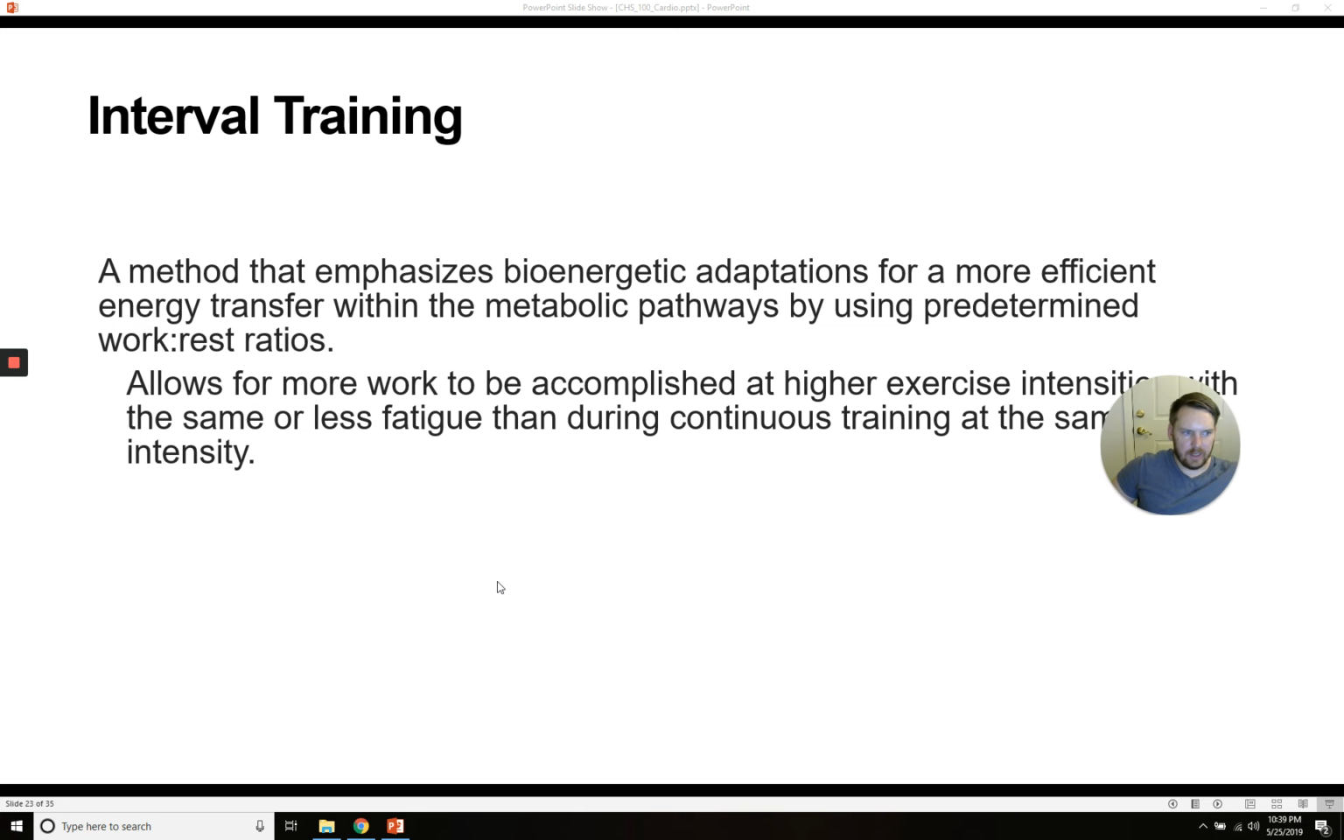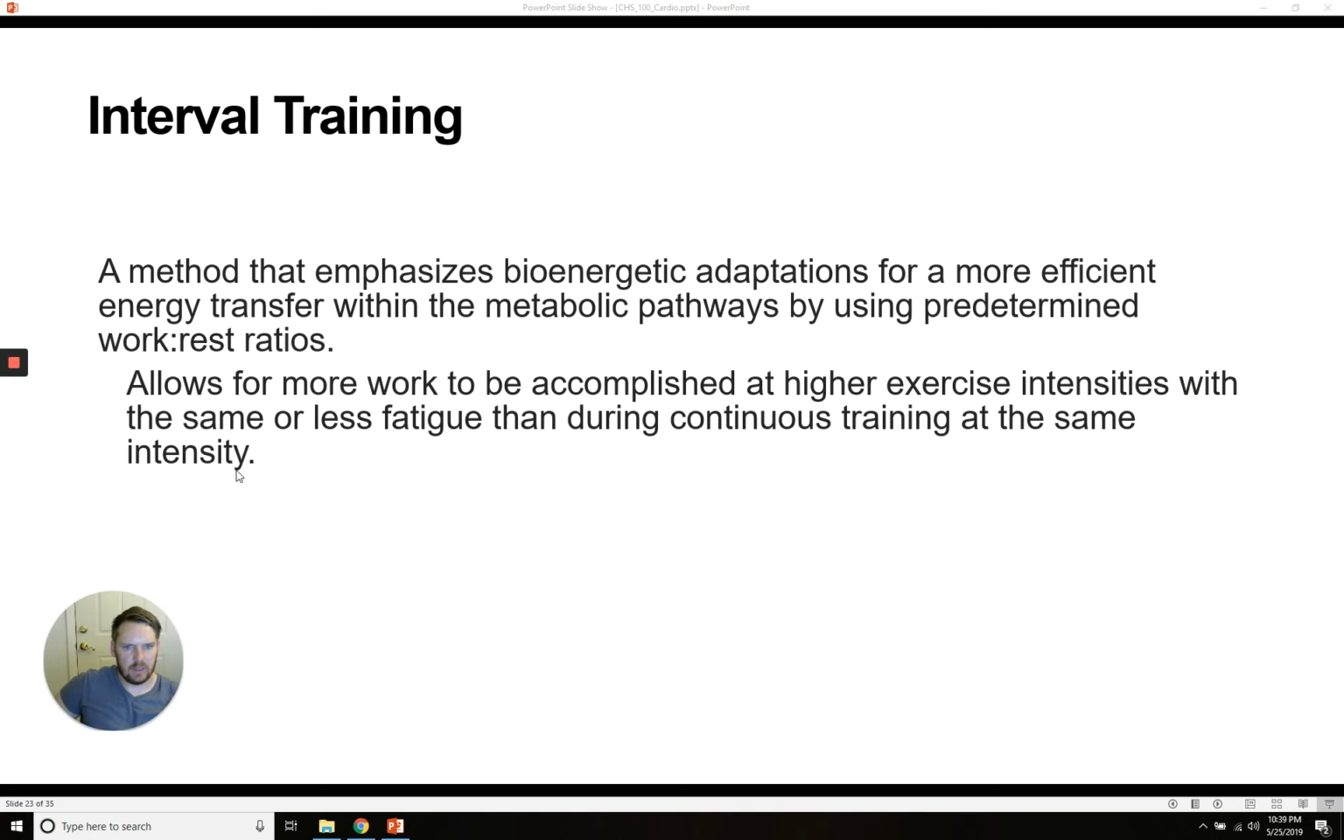Now, interval training gets a lot of discussion. It's been suggested for a lot of things such as being better for things like fat loss and being more effective from a time standpoint. So what is interval training? Basically, it's a method that is suggested to be more efficient, and it uses predetermined work-rest ratios.